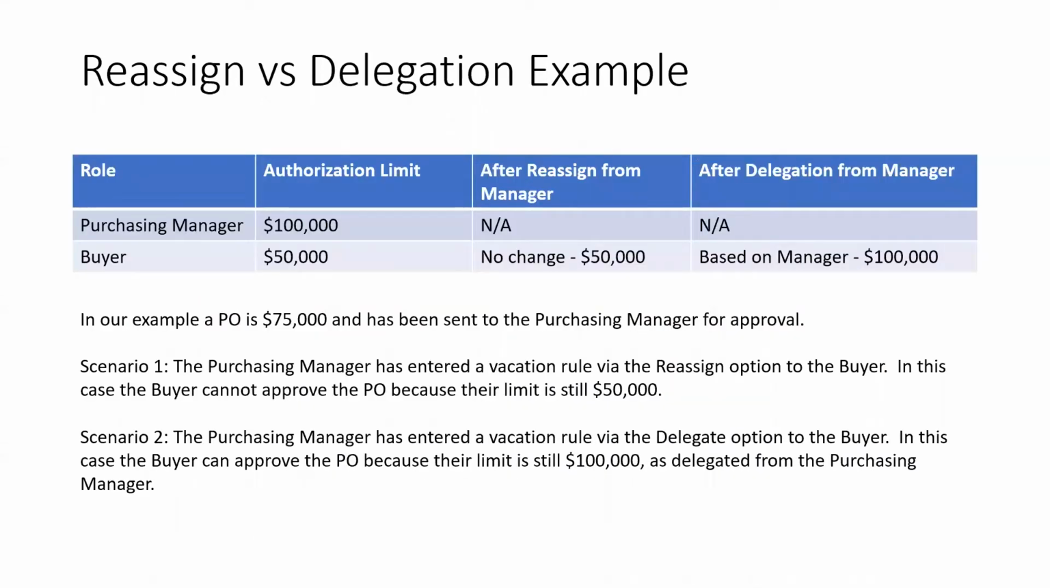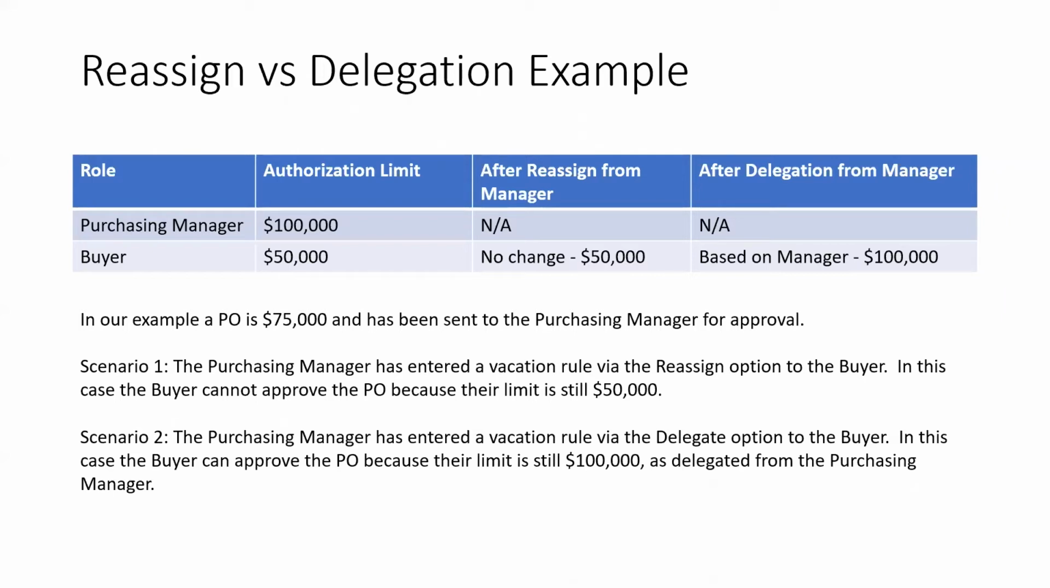On the prior slide, we saw there were 2 options, reassign and delegate to. The reassign option gives the delegee the ability to respond to the notification, but requires the delegee to have the proper authorization in order to make the approval. For example, if the delegator has a $100,000 approval limit and they delegate it to somebody with a $50,000 approval limit, and a PO was for $75,000, the delegee would not be able to approve it.